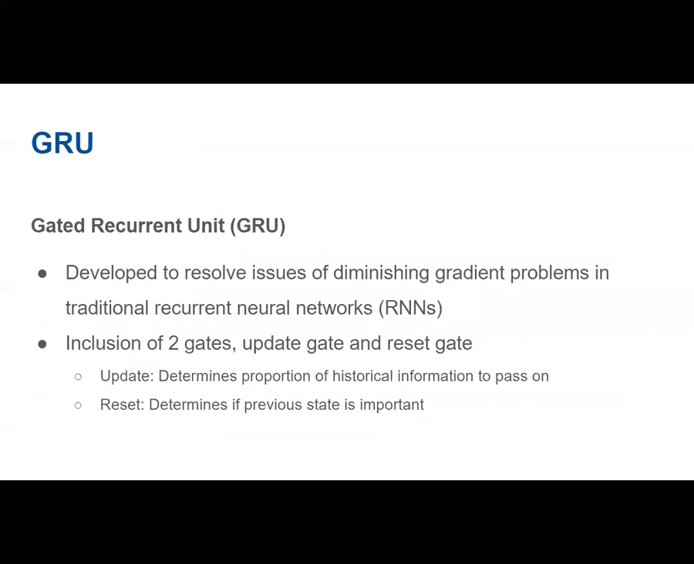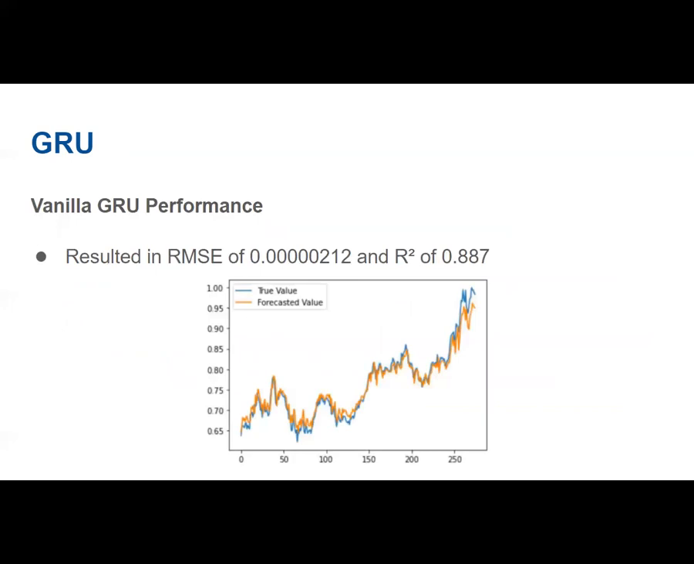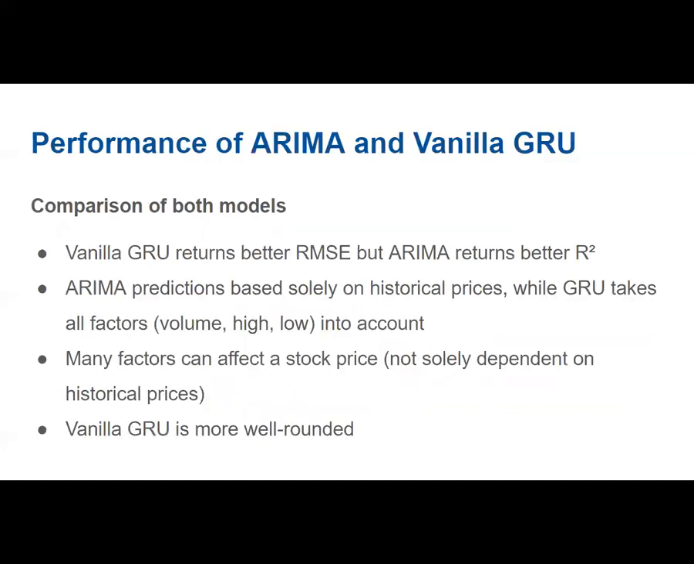As for the vanilla GRU, it was designed to resolve the diminishing gradient problem encountered in the RNN. It includes 2 gates, update gate and reset gate. Update gate determines the proportion of historical information to pass on, while the reset gate determines if previous state is important. This is the vanilla GRU performance, an RMSE of 0.000002 and an R-square of 0.887.